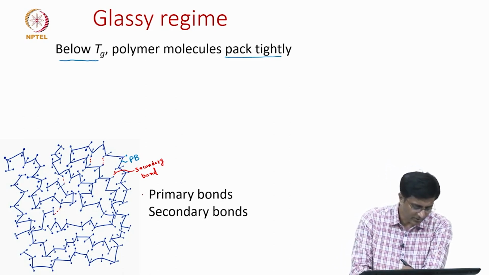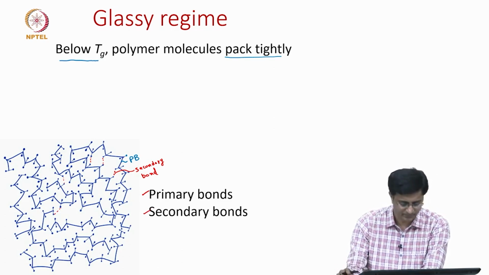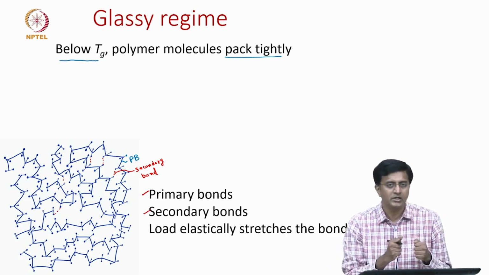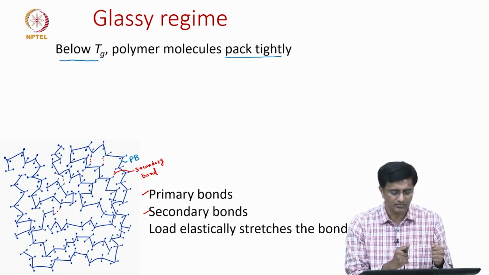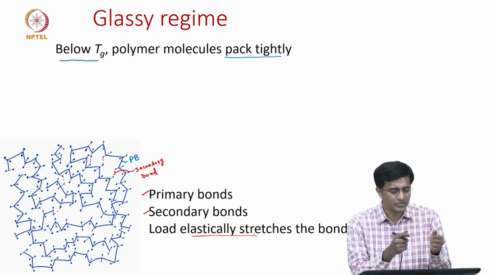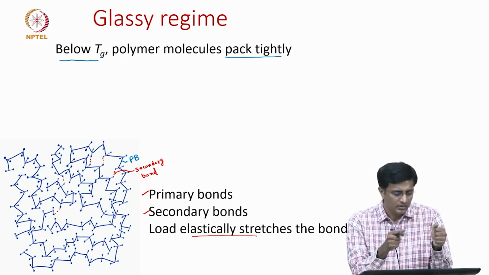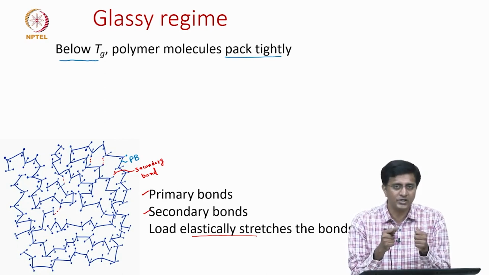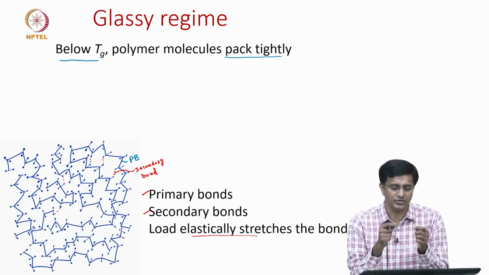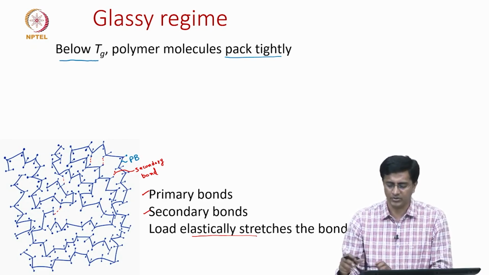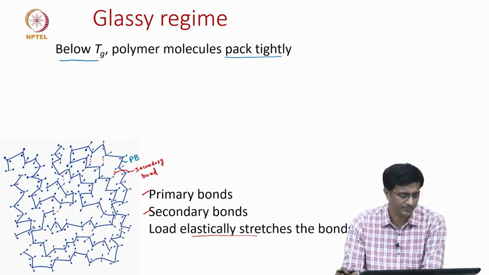So, we already mentioned that we see both the primary bonds and the secondary bonds. And what happens when we stretch this polymer in the glassy region? It stretches elastically, because when we load, both the primary bonds as well as the secondary bonds will resist the deformation, which means they are taking loads. So, it is not just the primary bonds, but also the secondary bonds that need to be kept in mind.